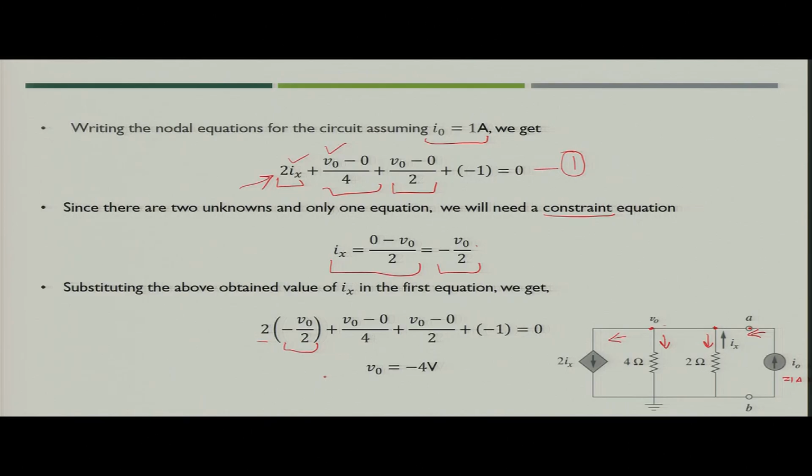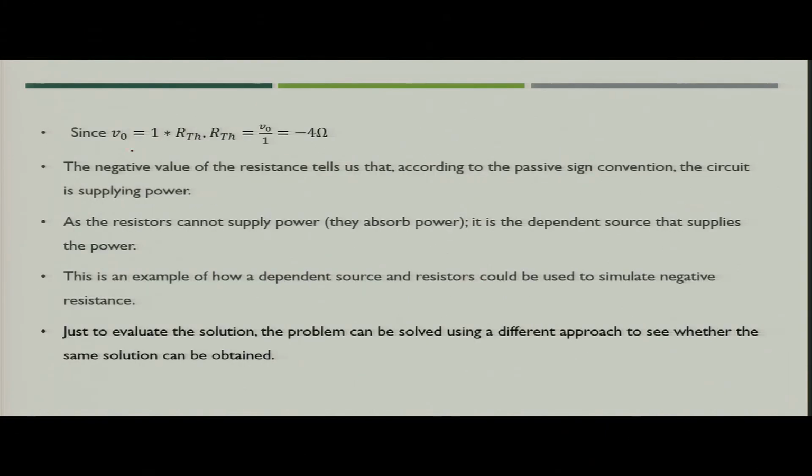So, you can simply solve it by putting the value of I x, that is minus V naught by 2, and when you solve it you will get the value of V naught, which is equal to minus 4 V. Now, since V naught is 1 into RTH, because I naught in this case is 1 ampere, simply the value of Thevenin resistance would be minus 4 ohm.